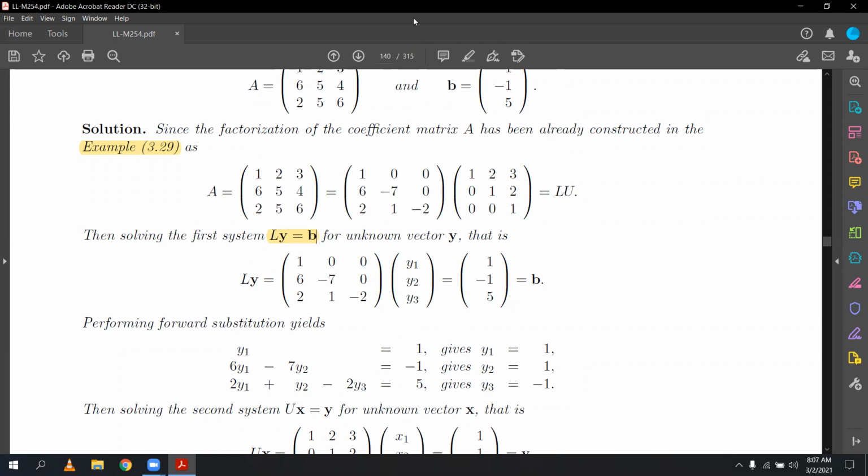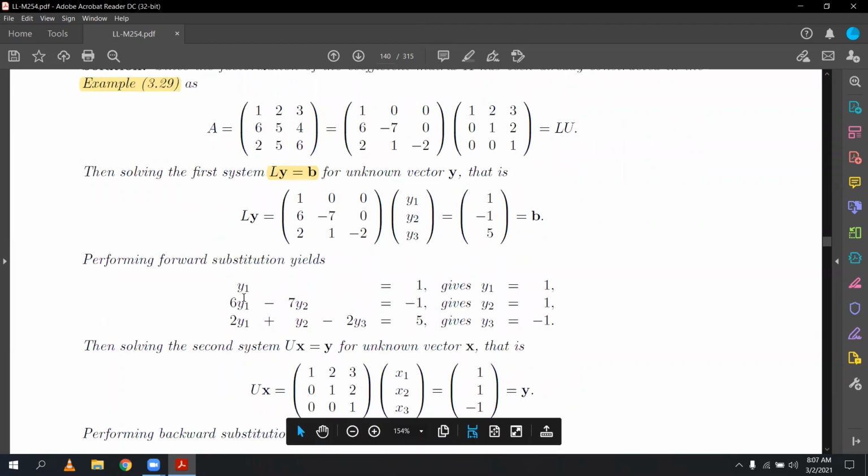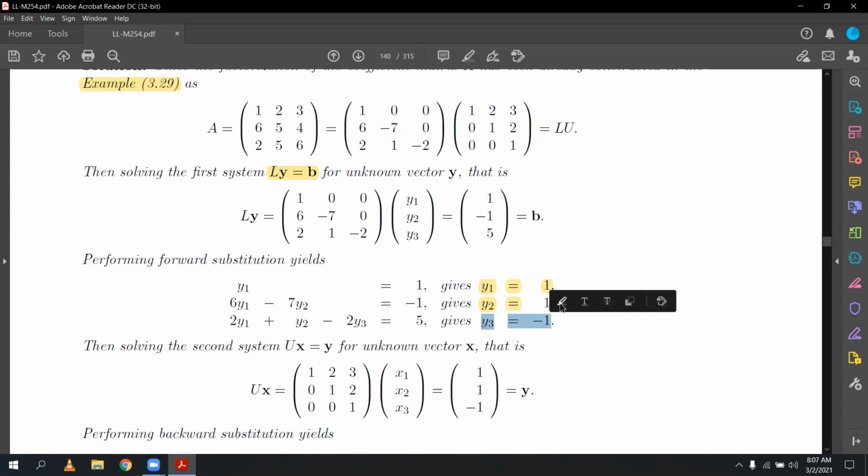Then you use forward substitution. In forward substitution, you know y1 is equal to 1. And you go down now. Put y1 here, and you can easily get the value of y2, which is 1. And go down again. You know y1 is 1 and y2 is 1. You can easily find y3, which is equal to 1. So the second step uses forward substitution, which means from top to bottom.